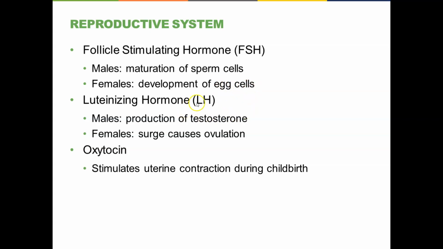Luteinizing hormone stimulates the production of testosterone. So that hormone is produced in the gonads because of the dose of luteinizing hormone coming from somewhere else that we'll see in a bit. And in females, a big release of luteinizing hormone, a spike of luteinizing hormone when estrogen levels reach a certain level, is the trigger for ovulation specifically.